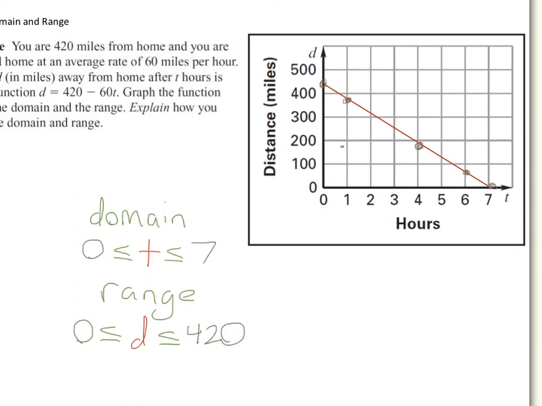So, in summary, and I know what you're thinking right now, oh, thank God, conclusion, we're getting there. I understand. In conclusion, our domain is 0 is less than or equal to t, which is less than or equal to 7, which indicates all numbers between 0 and 7. So the number of hours must be between 0 and 7 hours. And our range is 0 is less than or equal to d, which is less than or equal to 420, which indicates the distance must only be between 0 and 420 miles.